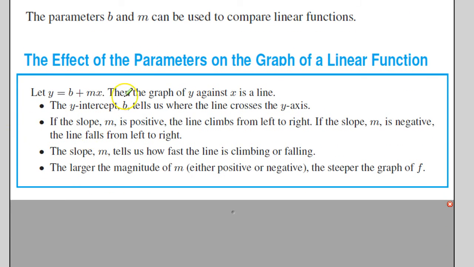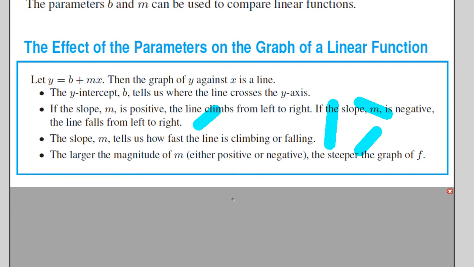The y-intercept b tells us where the line crosses the y-axis. And if the slope is positive, then the line climbs from left to right. And if the slope is negative, then the line falls from left to right. But also the slope tells us how fast the line is climbing. This is a steeper line than this, which means that this line will have a larger slope than this line. Okay, so the larger the magnitude or the size of m, the steeper the graph. So when we talk about the steepness of a graph, it doesn't matter if the line is falling or rising.